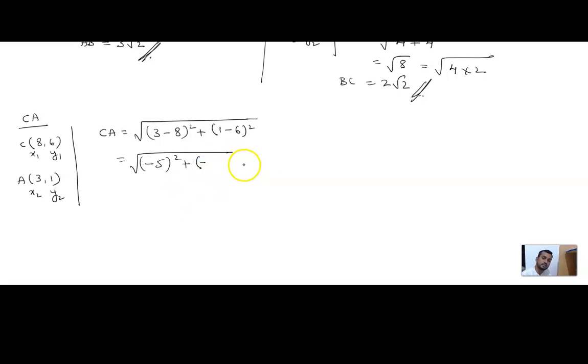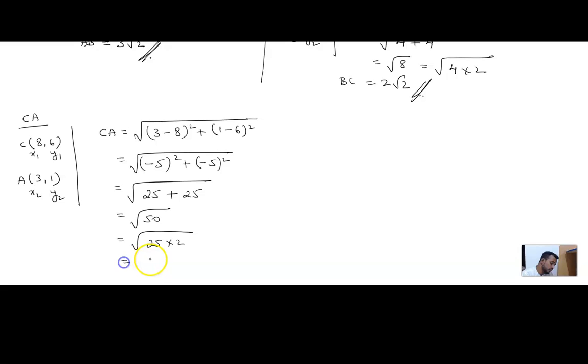Minus 6 minus 1, that is minus 5, whole square, equals root of minus 5 whole square, that means minus 5 into minus 5. Minus into minus is plus, 5 5s are 25. Same way, plus minus 5 whole square is 25. So root of 25 plus 25, that is 50, equals root of 25 2s are 50. Root 25 is 5, so root 50 is 5 root 2. So CA is equal to 5 root 2 units.